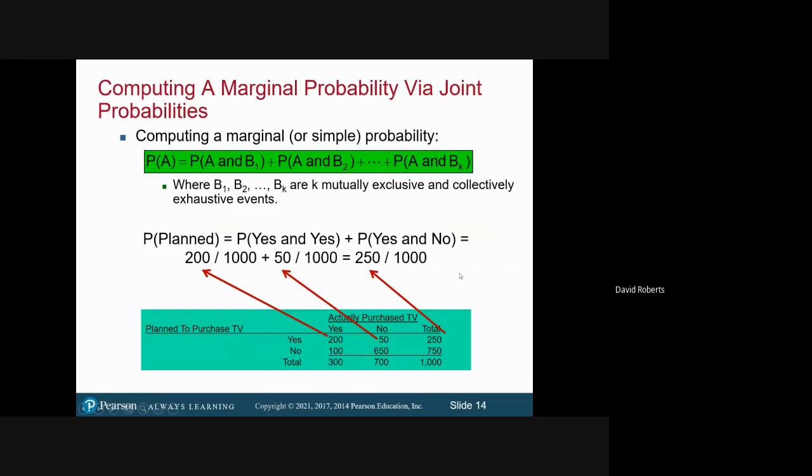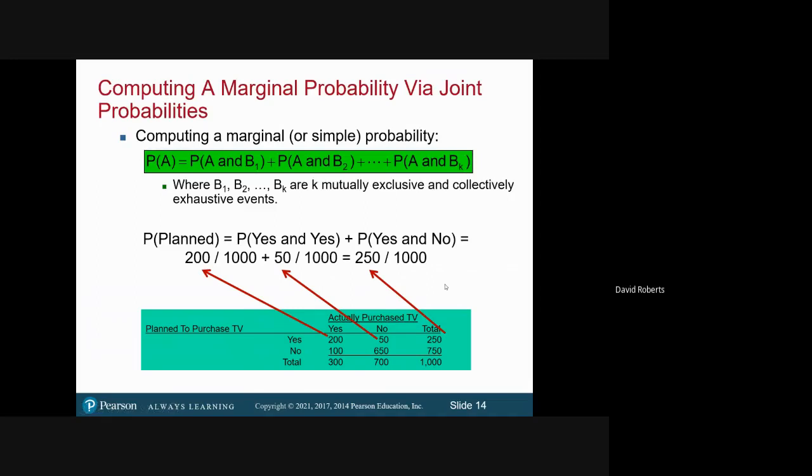So in this particular case, the planned, which is yes and yes, is 200 out of 1,000. And then there was, they planned to, but they didn't, was 50 out of 1,000. So there was 250 out of 1,000. You simply take the total column. So 25% of people surveyed out of 1,000 intended to buy a TV.